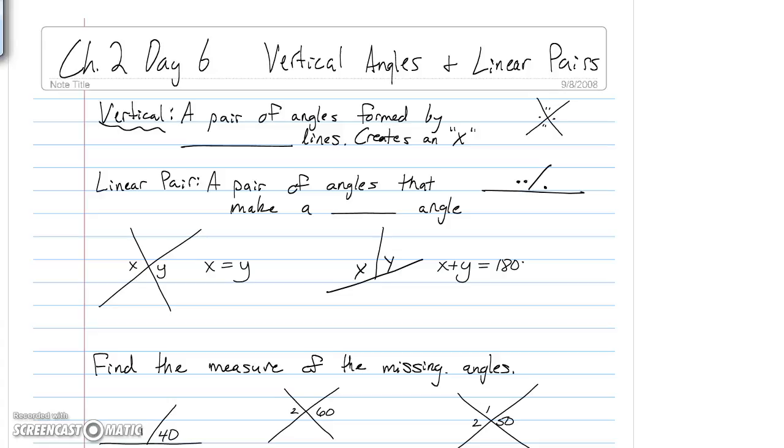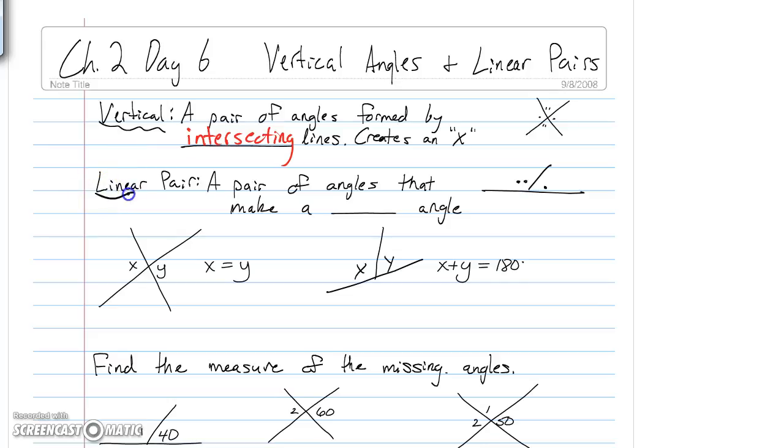So, first one, vertical angles are a pair of angles formed by intersecting lines. Basically, they create an X, like I have drawn over here to the right. And what we're going to know about these vertical angles, I'll show you in a second, but the angles across from each other will always be equal, as you see by the two dots across from each other and the single dots across from each other.